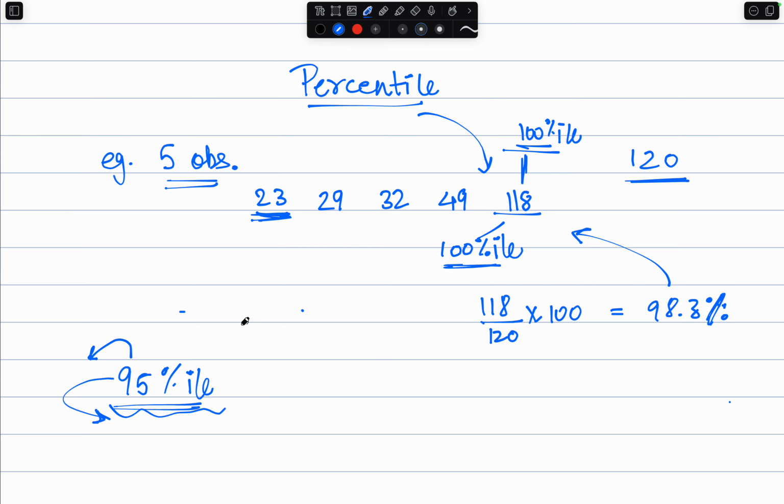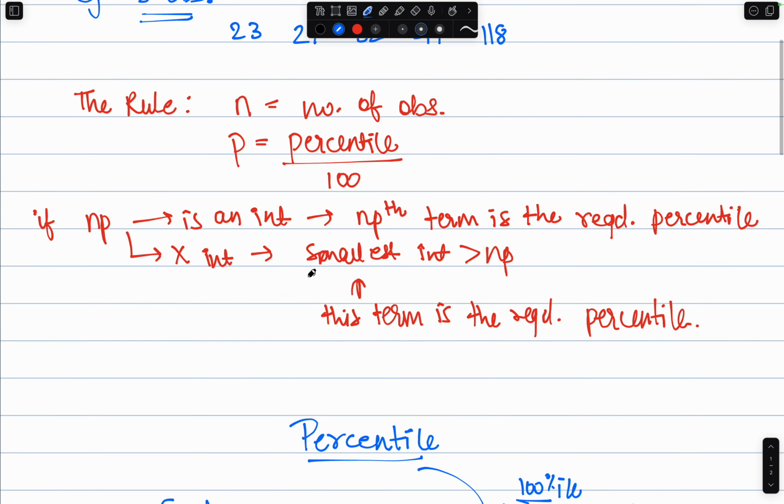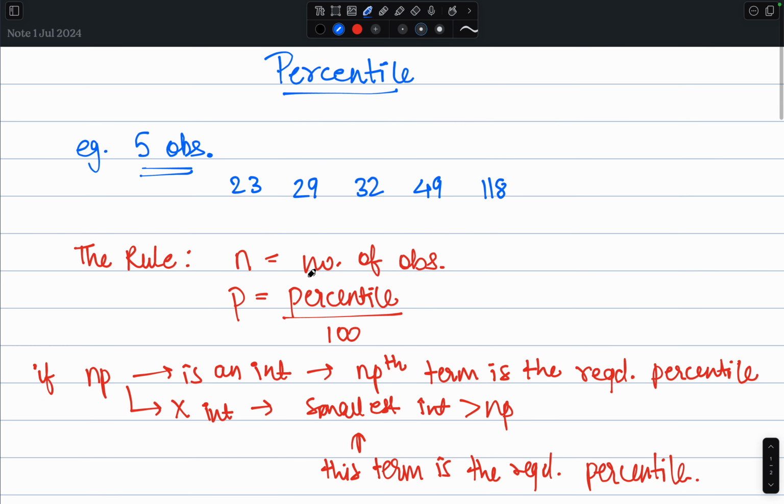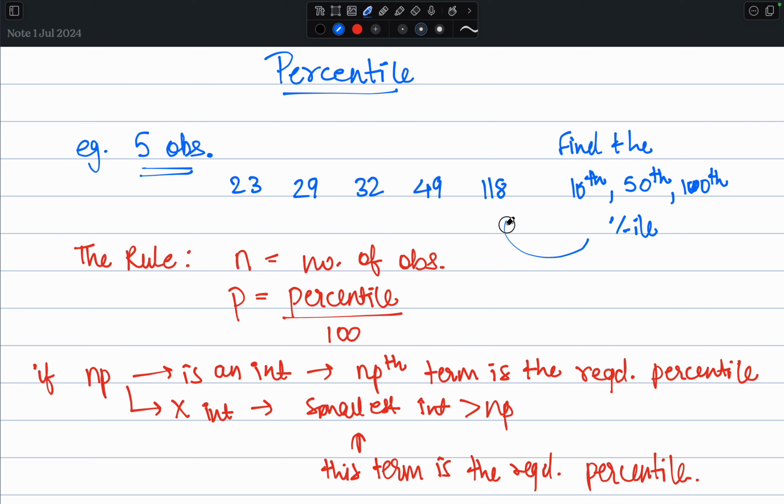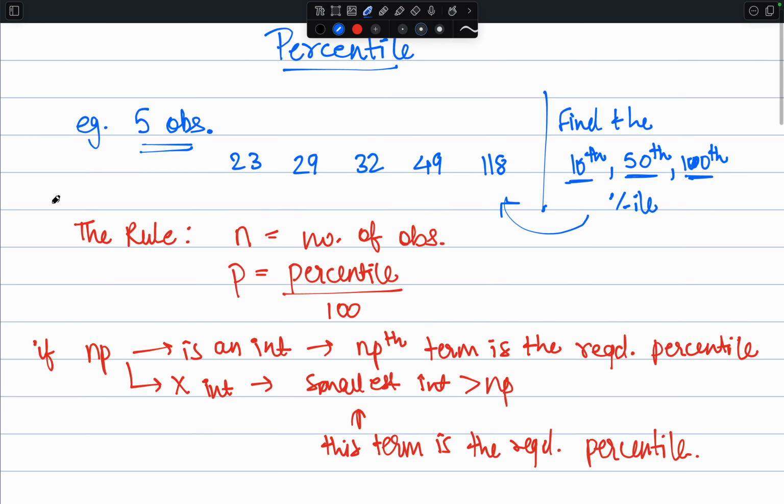So let's take a look at this question over here. Basically, we have to find the 10th, 50th, and 100th percentile in these marks. So what are the marks that are the 10th percentile, 50th percentile, and 100th percentile? Okay, so let's get started with this very simple rule.